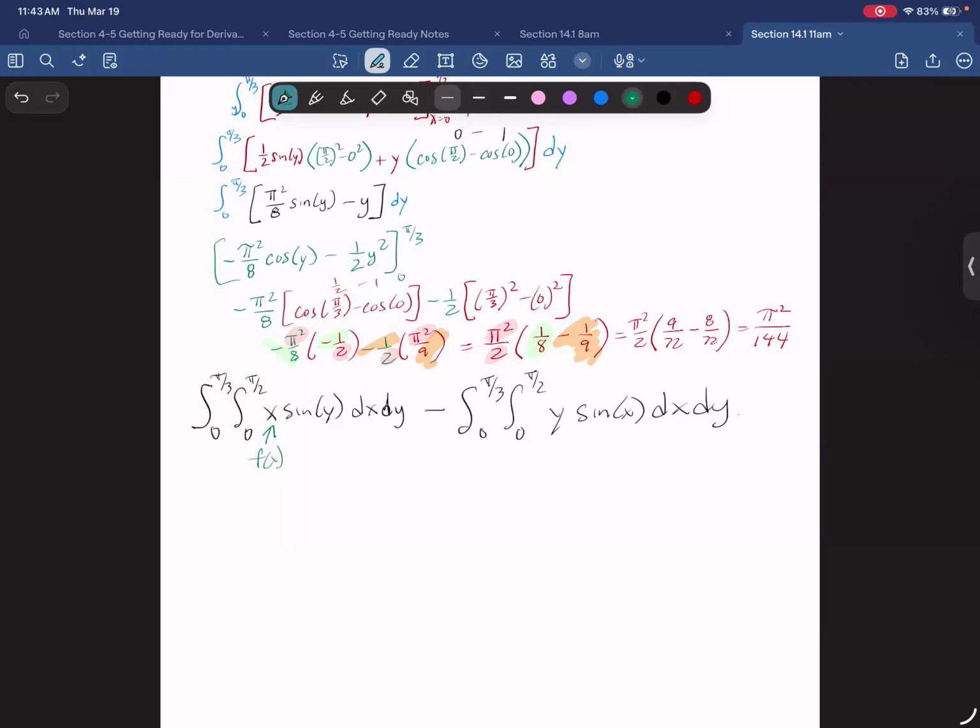This is a function of x times a function of y. I have something similar going on here. Maybe I'll use different letters here. This is a function of y times a function of x. When they are strictly multiplied together, we can separate the integrals into two integrals multiplied together. I can break this down into, the outside one is the dy. So 0 to pi over 3 sine y dy times 0 to pi over 2 x dx. And then minus 0 to pi over 3 y dy and 0 to pi over 2 sine x dx.